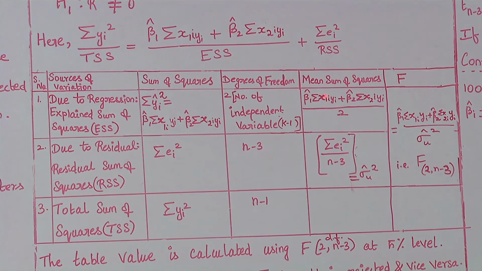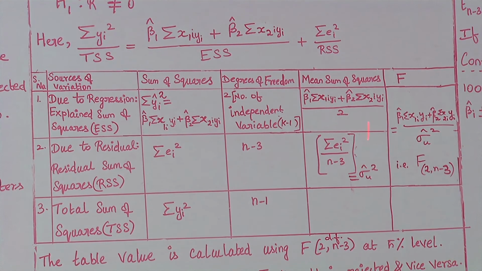The next column is the mean sum of squares, calculated as the sum of squares divided by degrees of freedom. Again for residuals we divide sigma ei square by n minus 3, which is nothing but the variance of the disturbance term, that is sigma u hat square. The last column is nothing but the division of these two. So, here the degrees of freedom for F is 2 comma n minus 3.